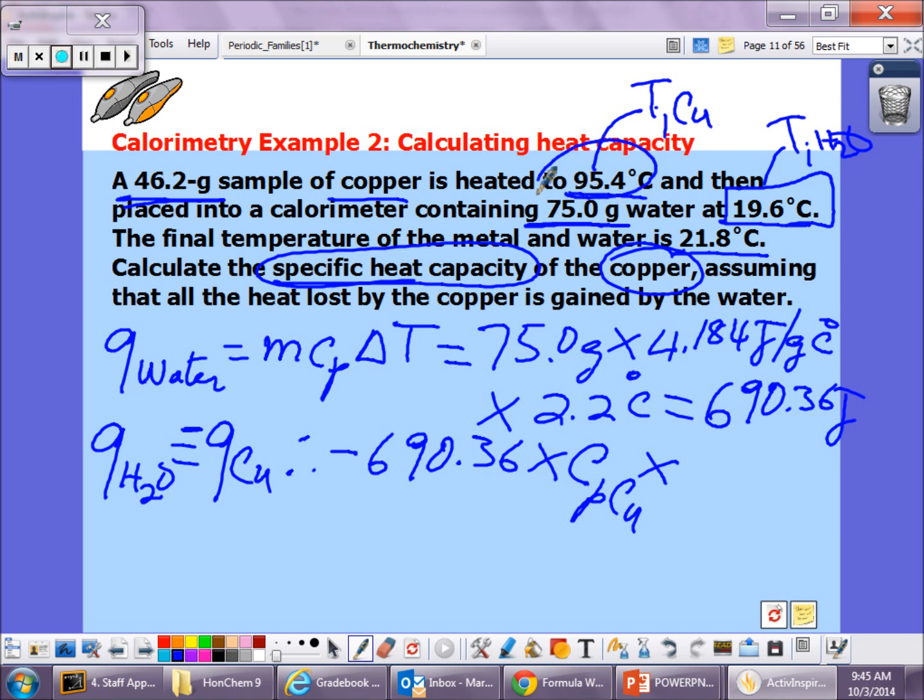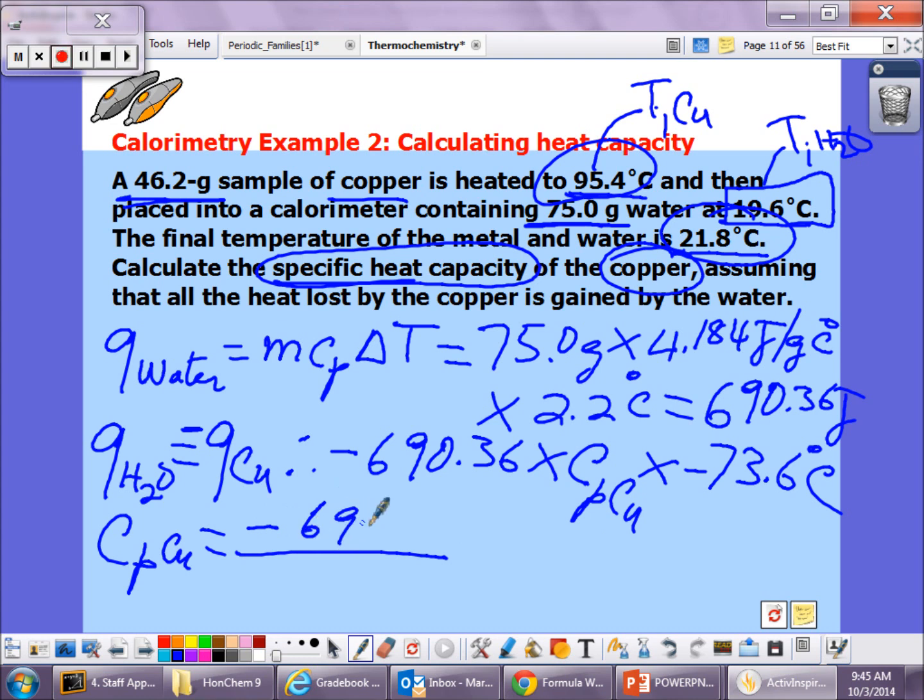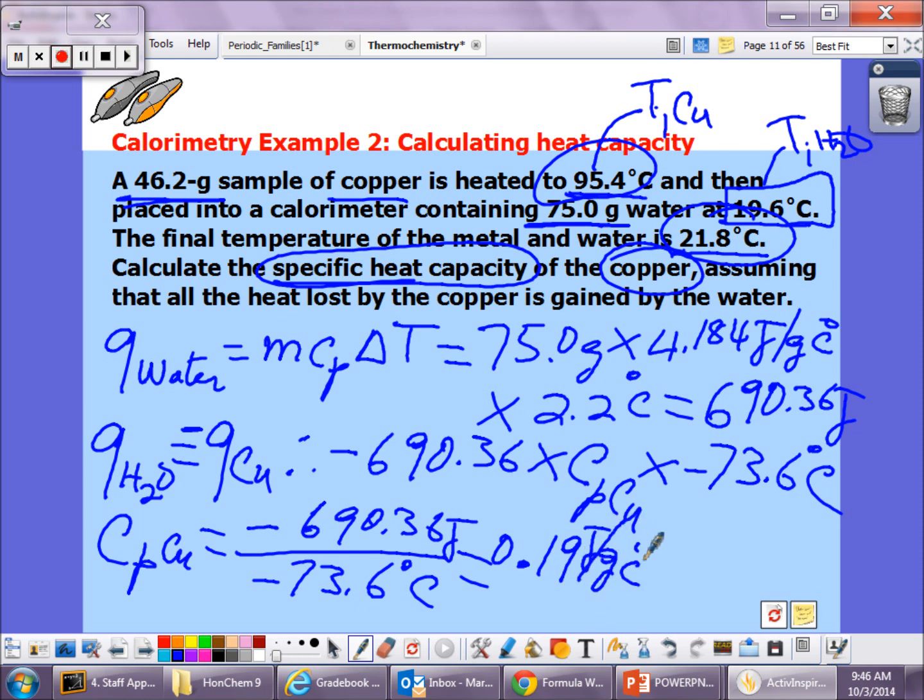So what is 95.4 minus 21.8? Negative 73.6 degrees Celsius. Now we are solving for the Cp of copper, which is negative 690.36 divided by negative 73.6, which is 0.19 joules per gram degrees Celsius. This is the specific heat of copper. As you can see, the specific heat of copper is much lower than the specific heat of water.